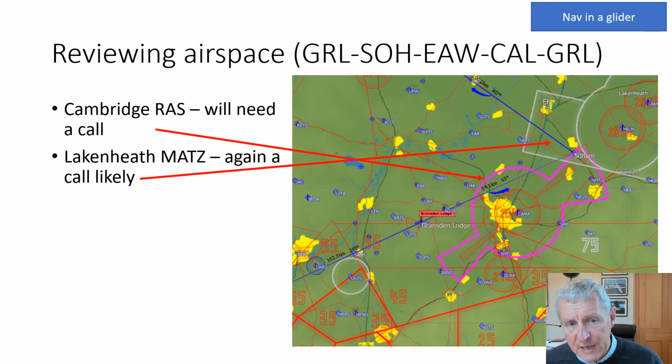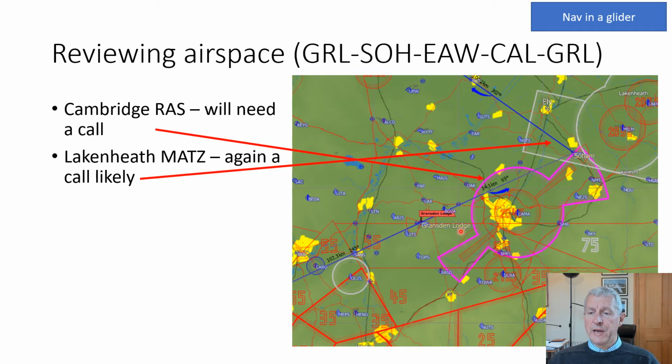Then we just look at the airspace. So if we take, for example, the Club 300, Gransden Lodge, Soham, Eastwell, Calvert, back to Gransden Lodge, and this is an output from CU. We can see Gransden Lodge here, where we're going to start, and off we go to Soham and then northwest.